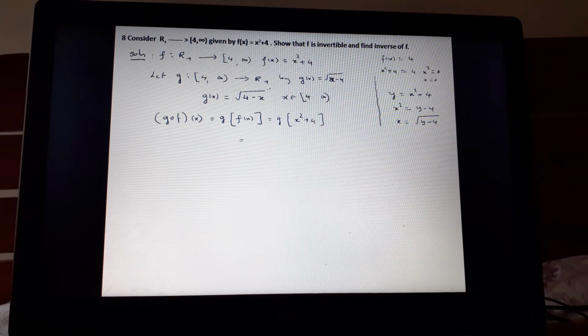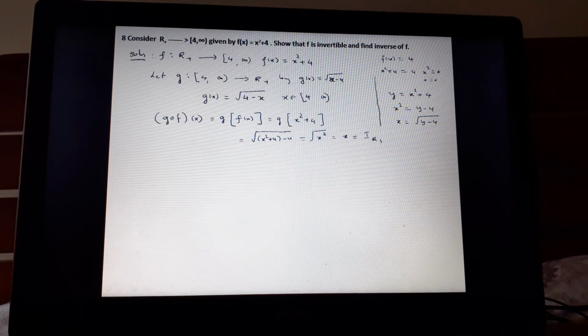Then g of x is square root of, wherever x, we have to put x square plus 4. Therefore it is square root of x square plus 4 minus 4. And this will be equal to square root of x square. This is x. So this means, domain of f is R plus, so I have to write here I R plus.